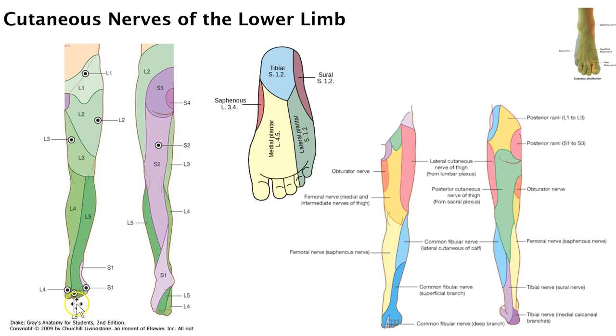So just like in the hand where the thumb was C6, the index and middle finger were C7, and the pinky is C8, here we can go from medial to lateral and go from L4, L5, and S1.